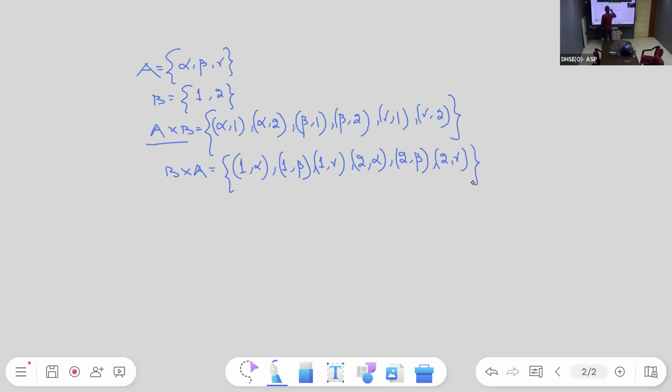Is it clear? Write in the chat box, is it clear to you? Did you understand, guys? What is Cartesian product of sets? Simran, Satya, Shubham. Okay.